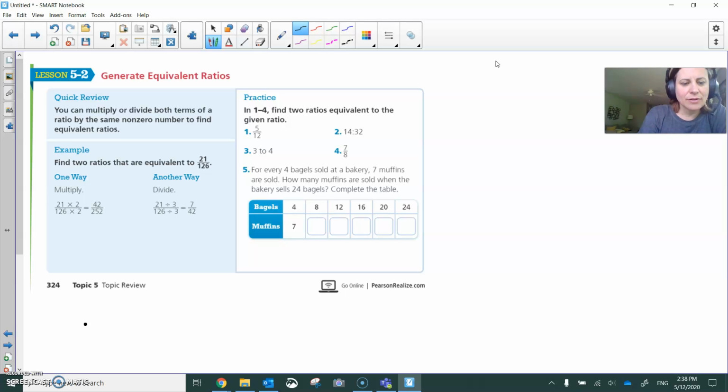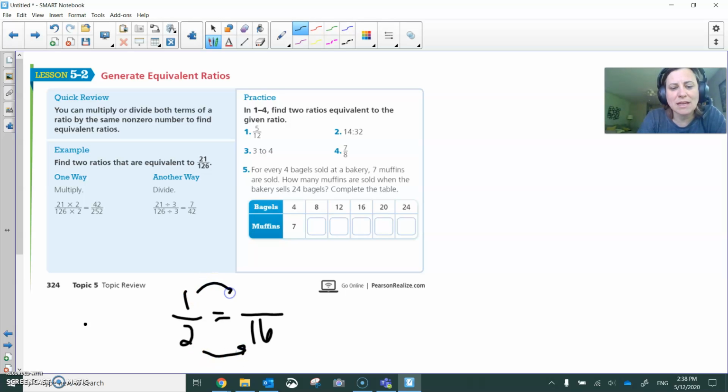Kind of like if we started off with a half of a pizza, right? Half of a pizza would be a pizza cut into 2 slices. You ate one of them. That would be half a pizza. If instead this pizza was cut into 16 slices, the way you get from 2 to 16 is multiplied by 8. So 1 times 8 is 8. So it's like me saying 1/2 is equivalent to 8/16. And it's true, both of those are a half.